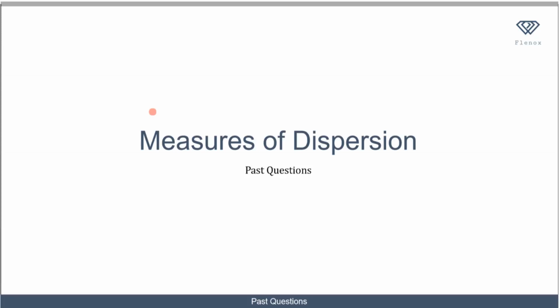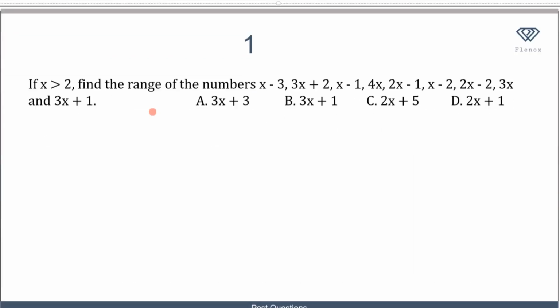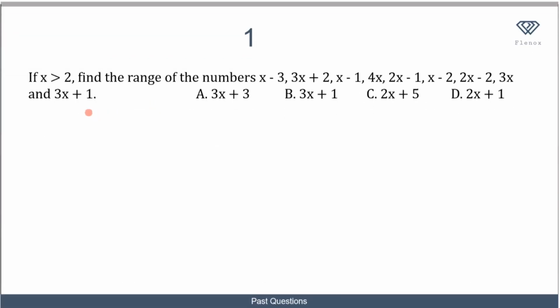So now let's look at some past questions so we can see how to apply the concepts that we have learned under the measures of dispersion. So in this first question, we are told that if x is greater than 2, we should find the range of the numbers x minus 3. I'm going to write them out here.